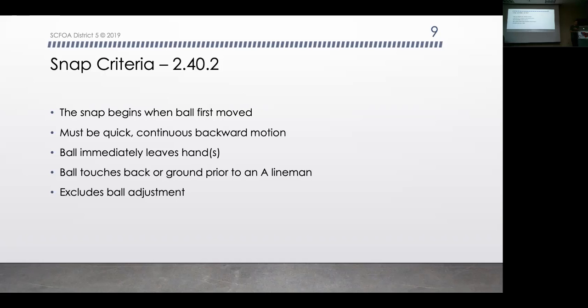So if he hesitates, if he starts to snap it, he stops. If he tries to snap it and he hits himself in the butt, and he's in a shotgun, which is one of those little kids, then those are all illegal snaps, and the ball is dead. You just kill it. Okay.